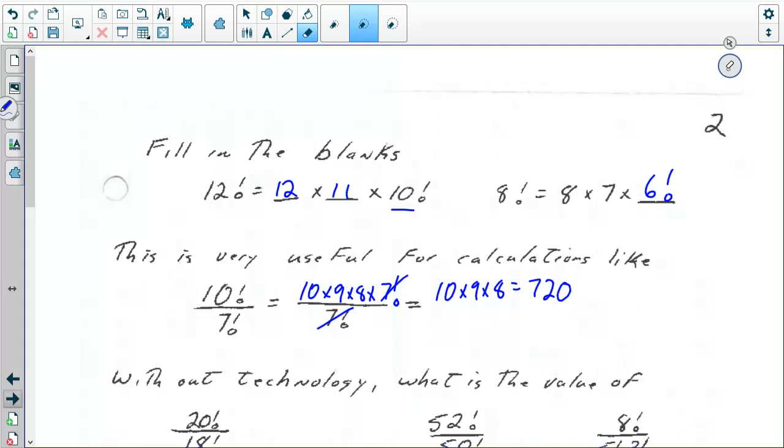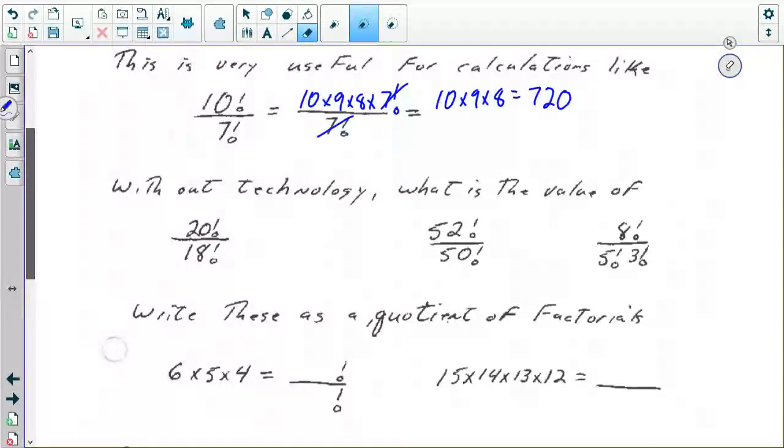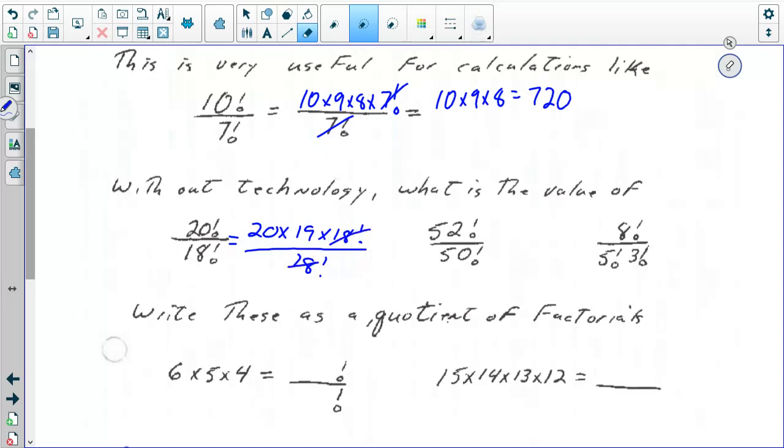So without technology, what is 20 factorial over 18 factorial? 20 factorial is a huge number. 10 factorial is already at 1 million. So these are two huge numbers over each other. Well, the easiest way to do this, 20 times 19 times 18. Oh, look, I can cross those off. Now 20 times 19 is 380.